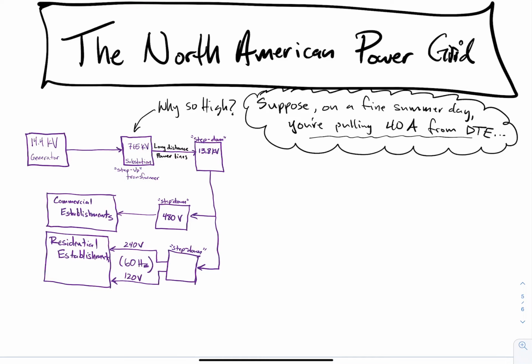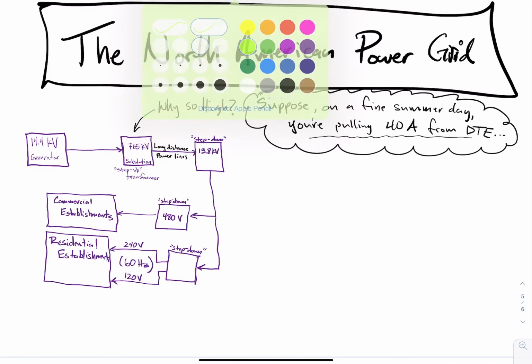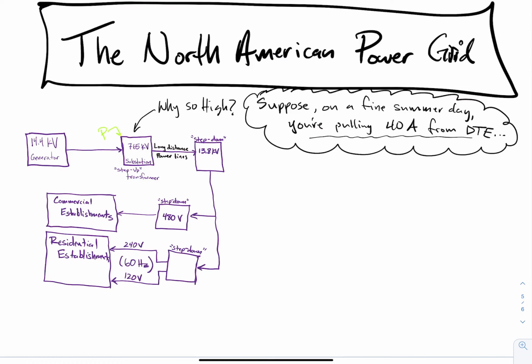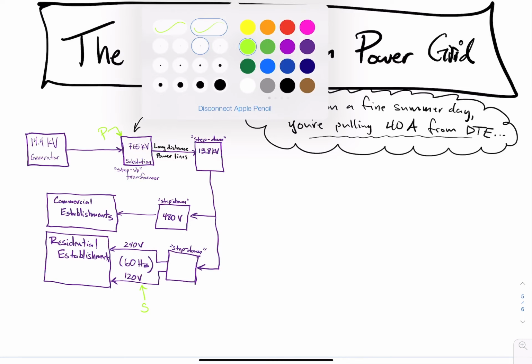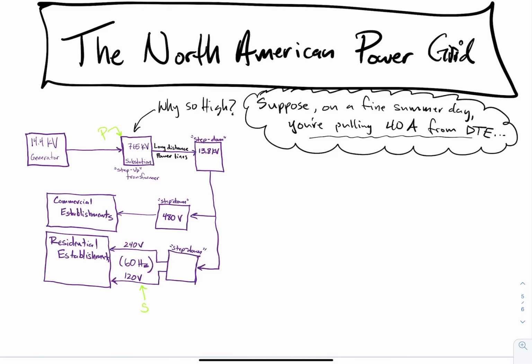So what we're going to do is say this is our primary side. And this, which is most of what we get in our houses, will be our secondary side. And we're going to use that to determine some information about the transformations that are going on. So if we take our V secondary over our V primary, that would be the 120 volts over the 765 kilovolts.